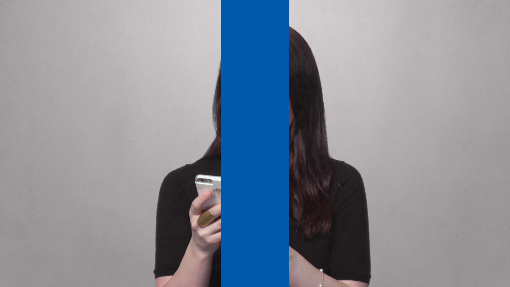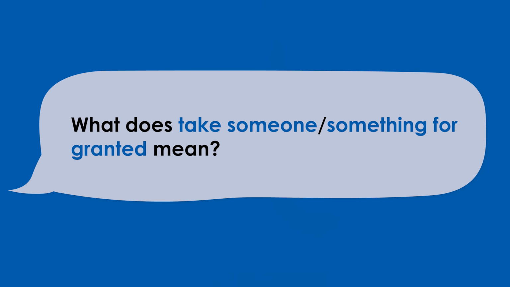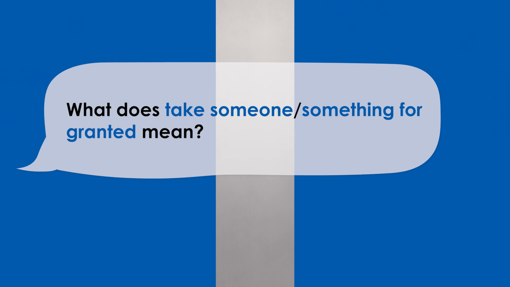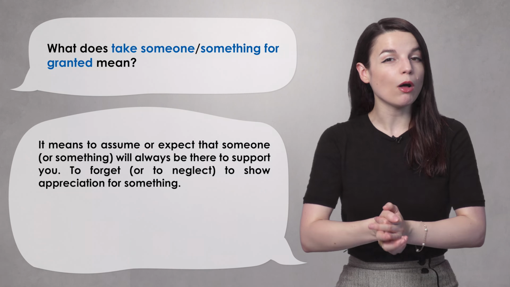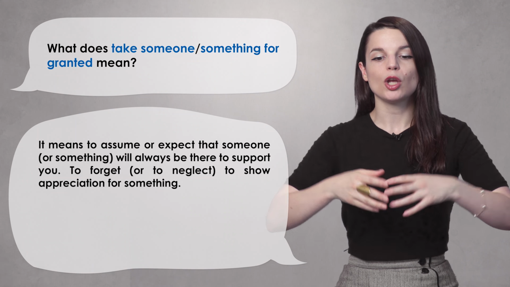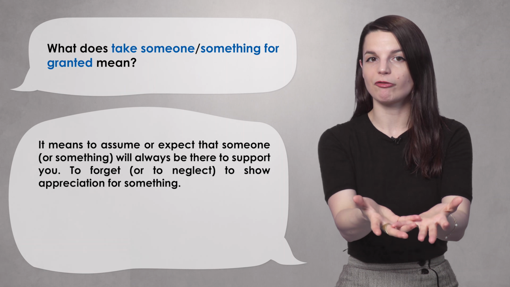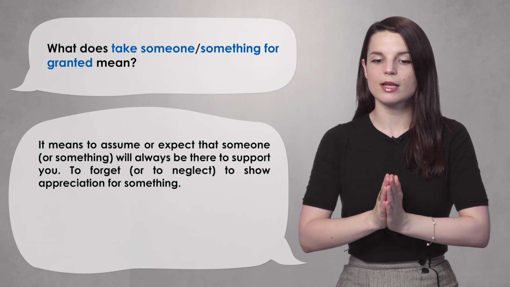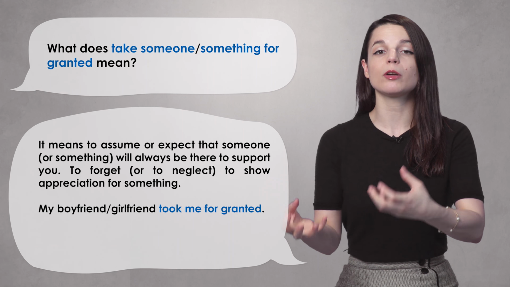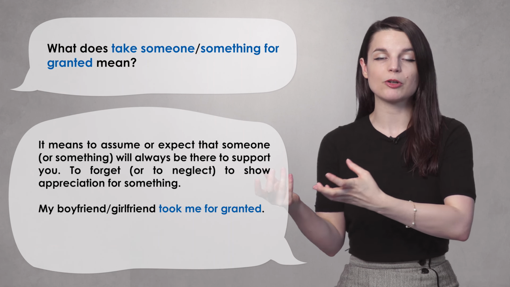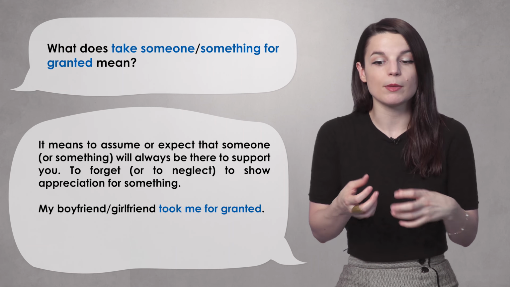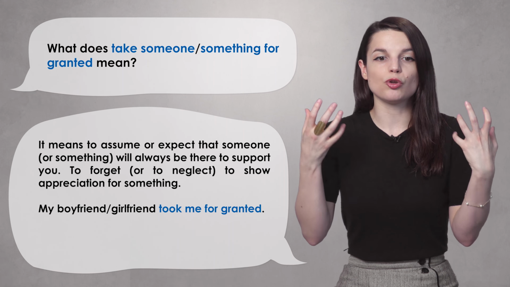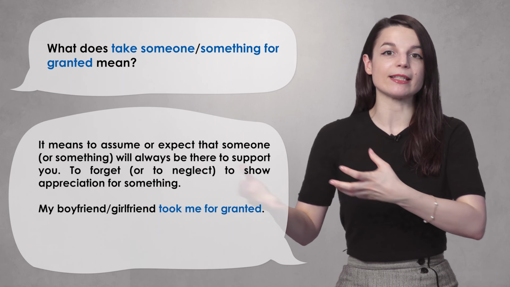Hi, Dewey. Dewey says, what does take someone or something for granted mean? Okay, so to take something or someone for granted means to assume or to expect that someone or something will always be there to support you. Like you forget to show appreciation for something. So a good example is like my boyfriend or my girlfriend took me for granted. That means my boyfriend or my girlfriend assumed I would always be there to support them, to help them, to give them what they need, to do whatever it takes to assist them in some way.